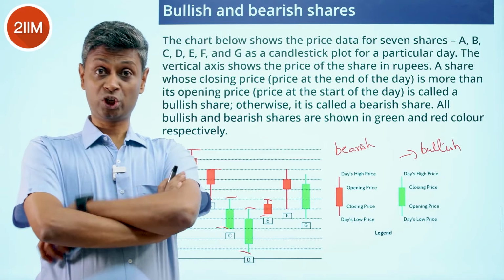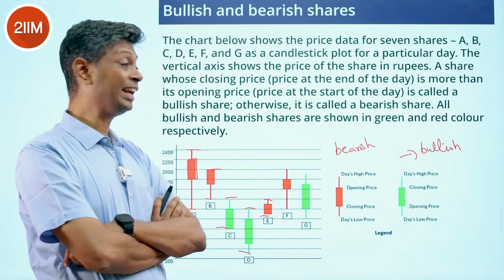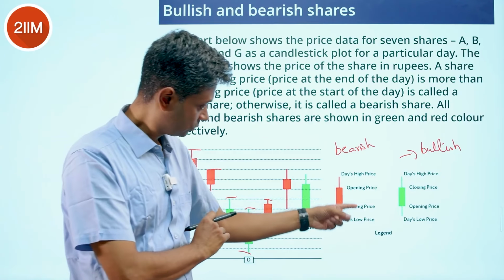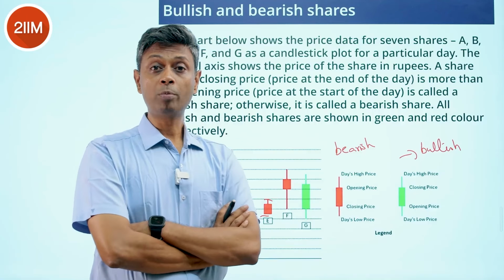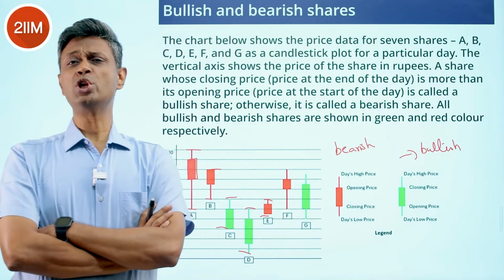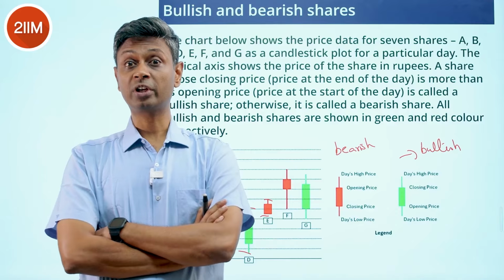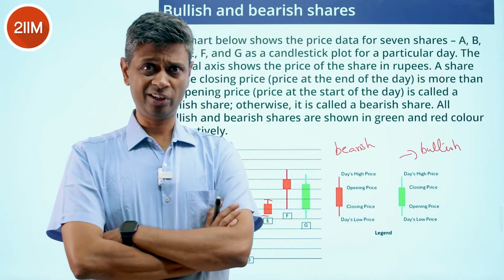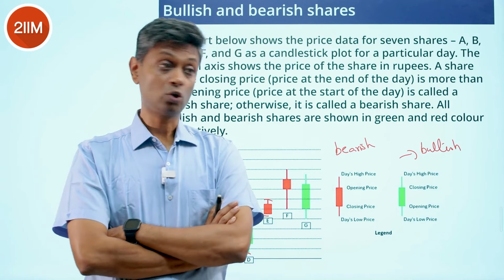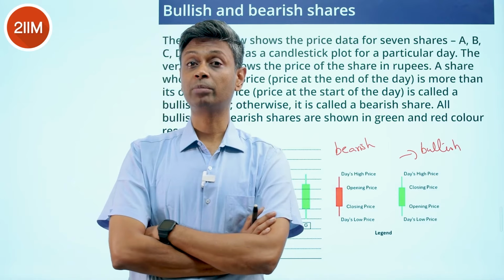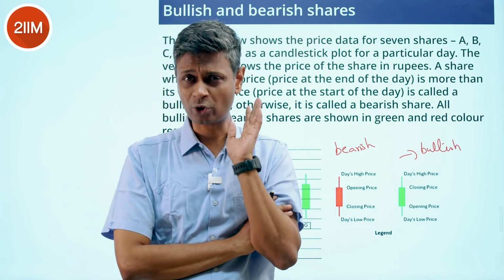If it is a bearish stock, then opening is higher than closing. The bullish stock, opening is lower than closing. What is a bullish? That means it goes up. I'm happy, optimistic, increasing. So I buy in the morning and sell in the evening, I make money. So opening price is less than closing price if it is bullish. Bearish, exact opposite.